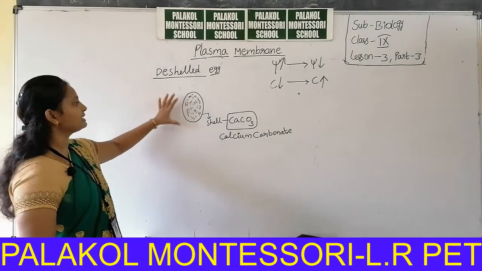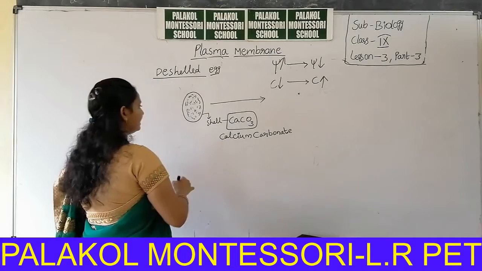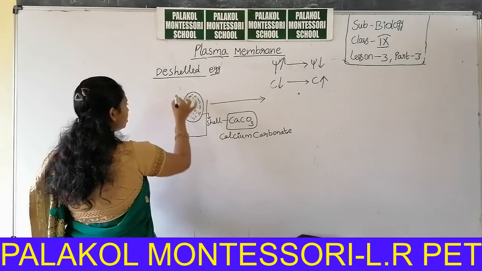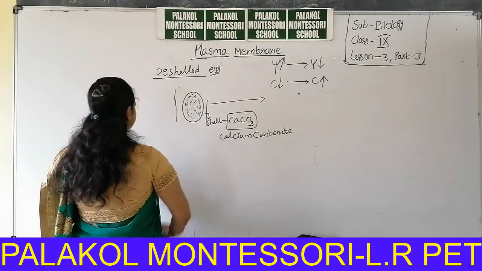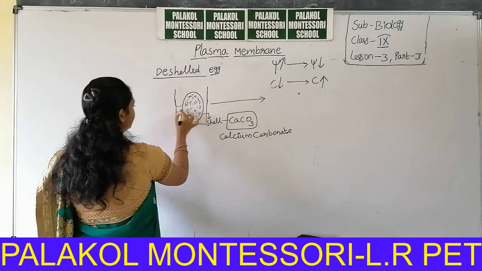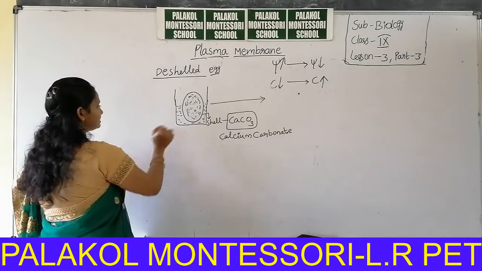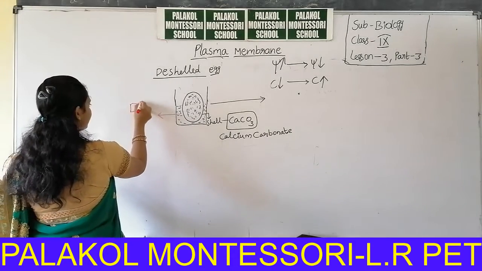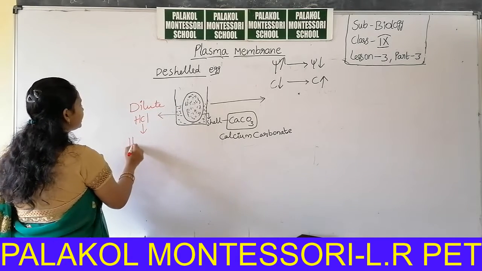Now this egg is soaked in dilute HCl solution. This is called dilute HCl. HCl means hydrochloric acid.